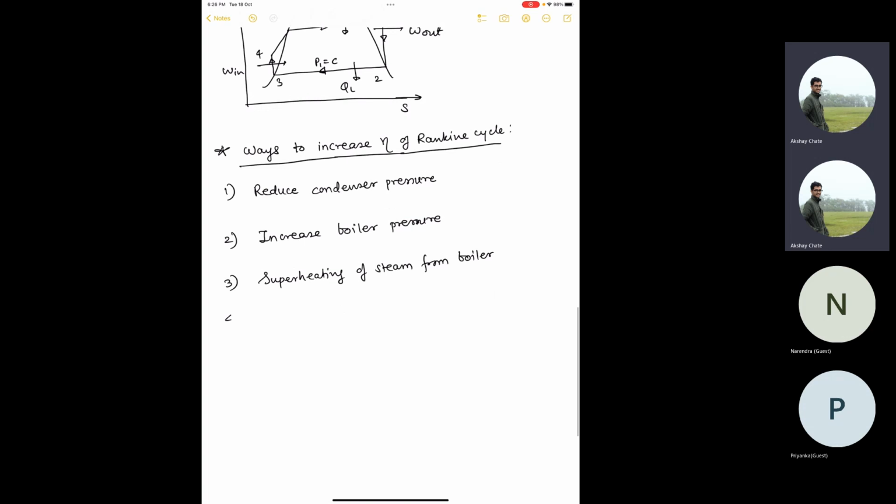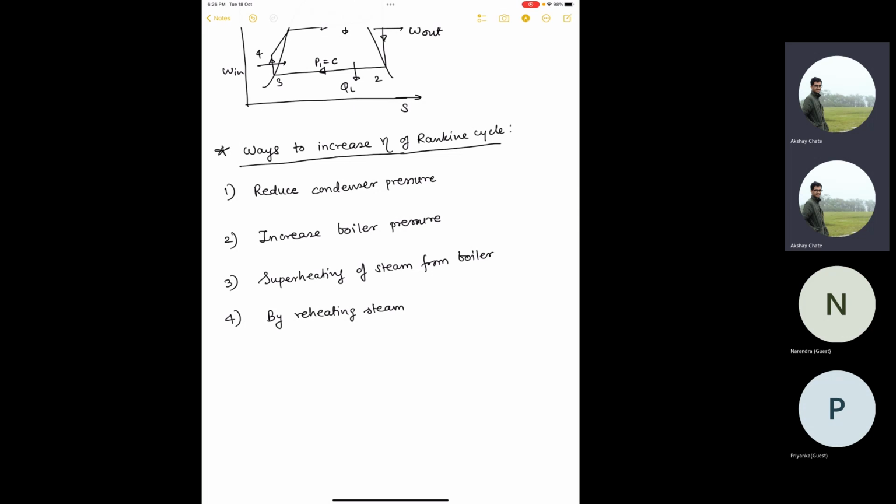There is one more way, which is reheating. Actually, I should ideally draw some schematics and tell you how it happens, but there is not enough time, and we have not even started problems yet, so I'll be fast. In this case, instead of one turbine, you put two turbines, and in between those two turbines, you reheat the steam coming out of one turbine before it goes to the other turbine. So that is what reheating the steam means.